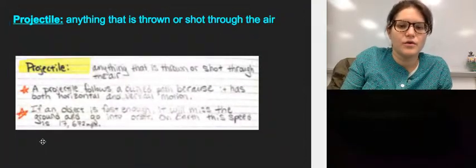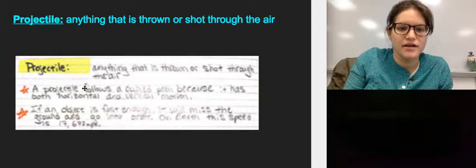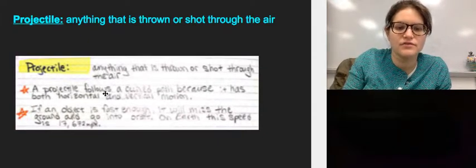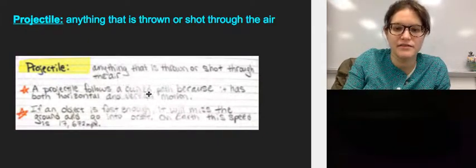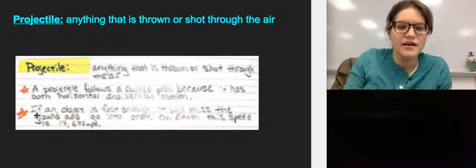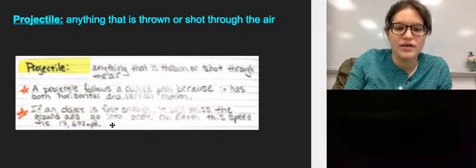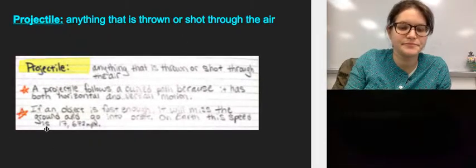Okay. So we should have: a projectile is anything that is shot or thrown through the air. And then these two pieces: a projectile follows a curved path because it has both horizontal and vertical motion. Vertical is V-E-R-T-I-C-A-L motion. If an object is fast enough, it will miss the ground and go into orbit. On Earth, this speed is 17,672 miles per hour. So that's what you need to have written for the last slide there.